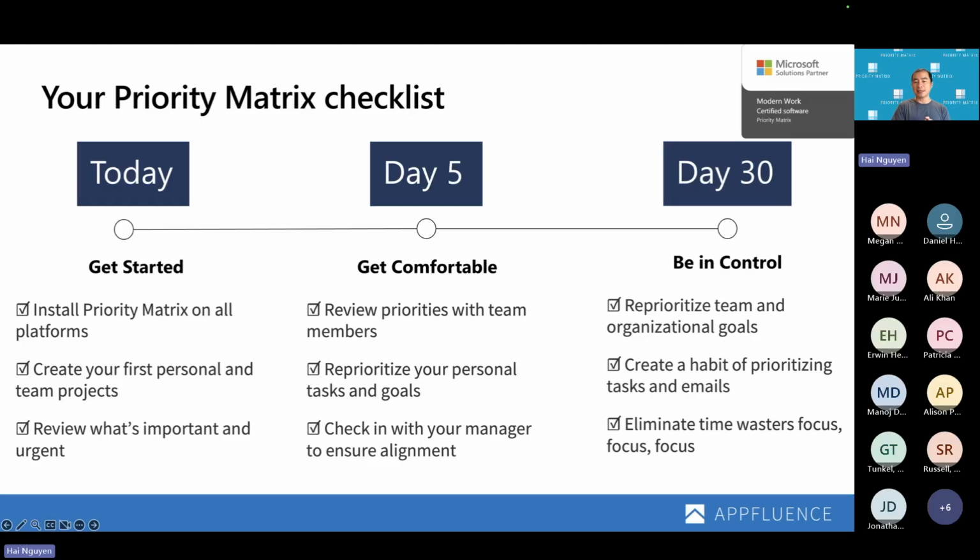And then lastly, if you're in absolute control of your priorities, you're not just eliminating your time wasters, but you're focusing and focusing and focusing on what really matters. And so again, this is your checklist. If you ever forget what you're doing with Priority Matrix, you can always come back to this video and look at this checklist and see if you're achieving these particular milestones.